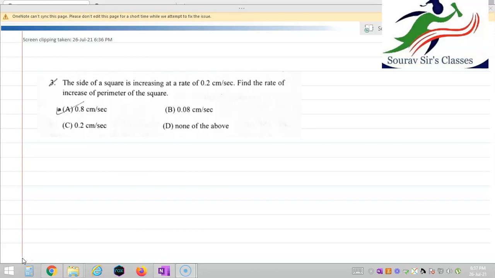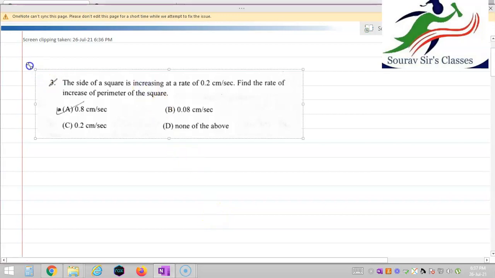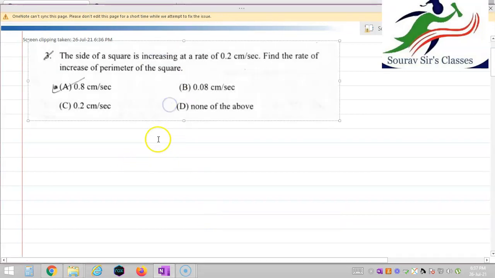In this video we are going to discuss the solution of question number 3 and question number 4. Question number 3 says that the side of a square is increasing at a rate of 0.2 centimeter per second. So find the rate of increase of the perimeter of the square.